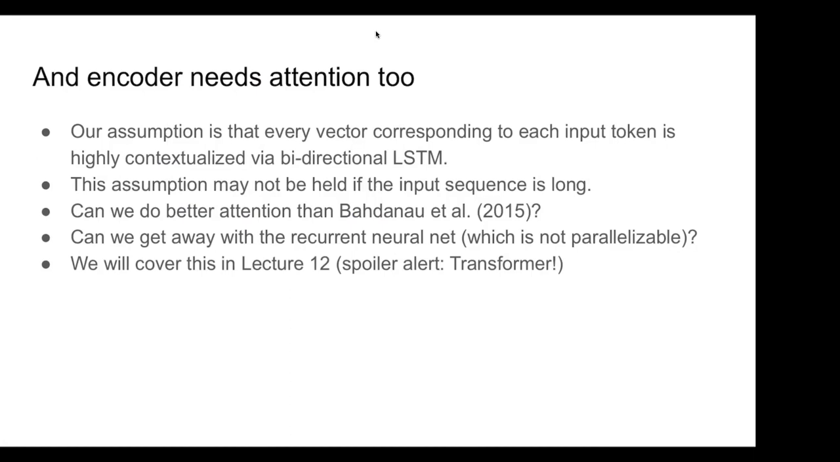But that assumption is usually wrong when the input gets really long, or even if the input is not too long, LSTM is very limited in the contextualization capability. So can we actually apply attention on the encoder side? And also, can we do attention better than what we talked about last time, which is Bahdanau et al.? And also, can we actually just use attention instead of LSTM? Because LSTM is not parallelizable, but attention is clearly parallelizable. So this basically leads to the motivation of transformer.